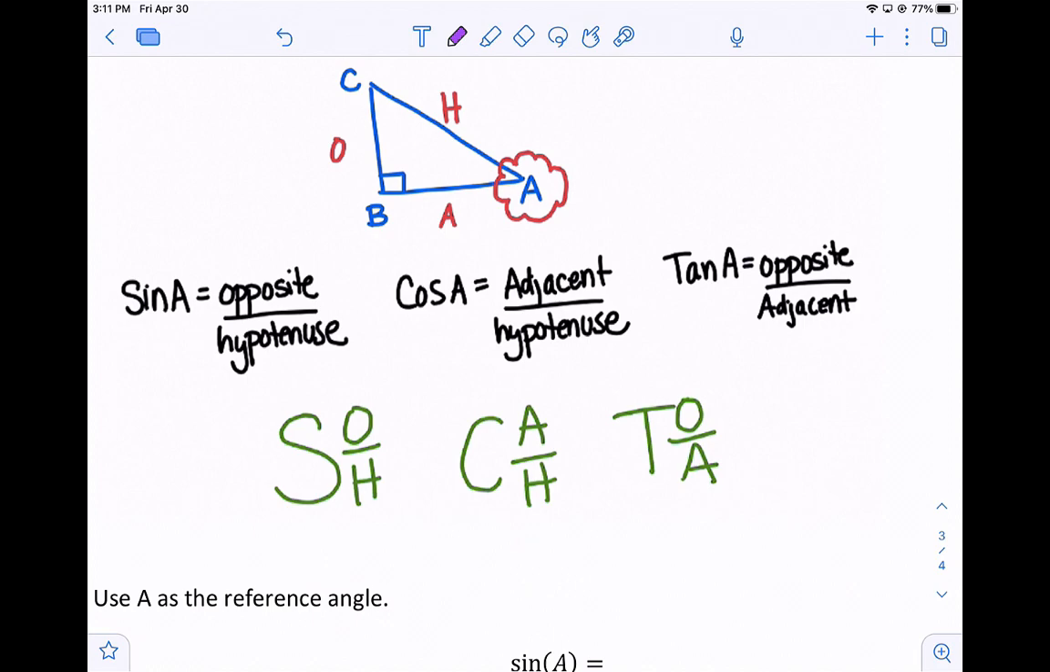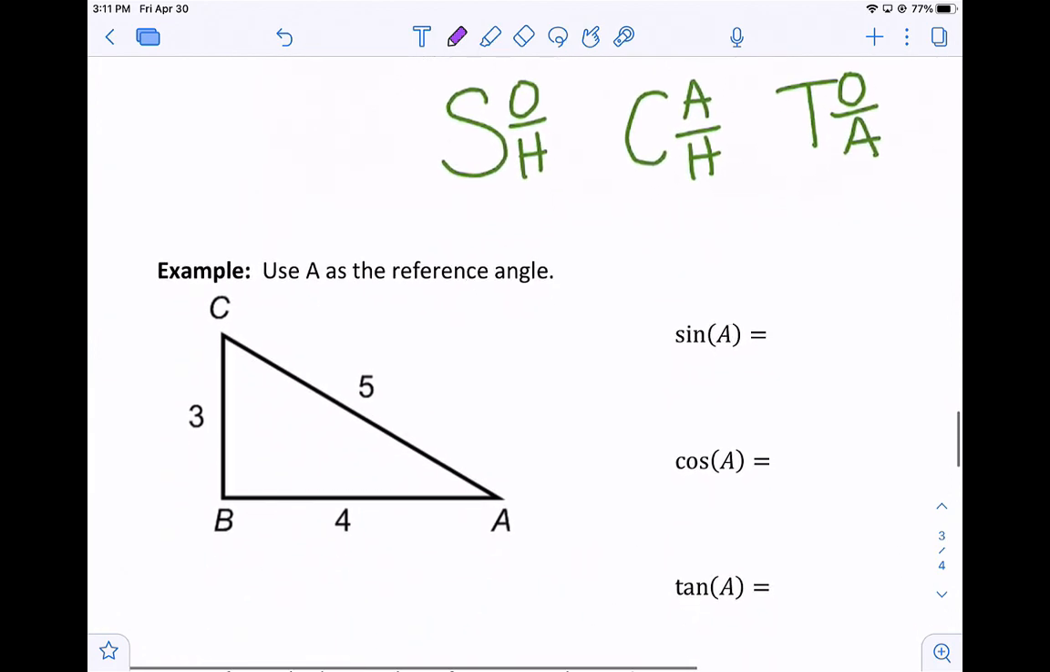All right, so here's our goal today. Can we find the reference angle, label our sides, and set up the ratios? And then we'll start solving later this week. So first one, let's use A as the reference angle. So there's our angle. Let's label the sides in accordance to that reference angle.